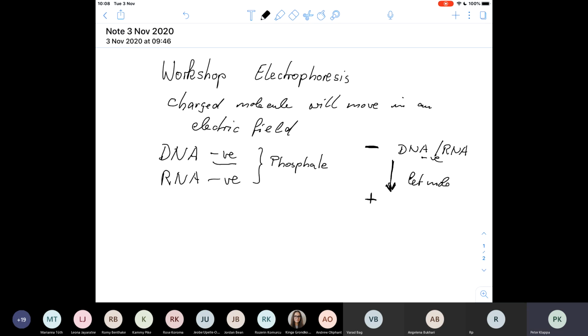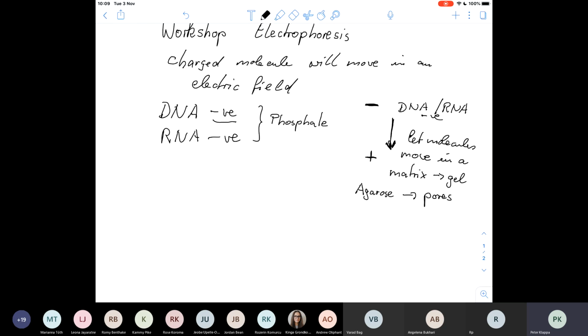And the concept is that we let molecules move in a matrix, and this matrix is a gel. And this gel consists, in the case of DNA and RNA, of a compound called agarose. It forms pores, quite large pores. And the DNA and RNA molecules have to squeeze through the pores.